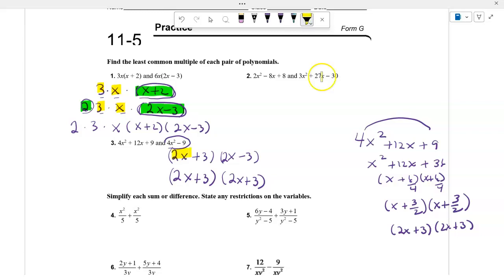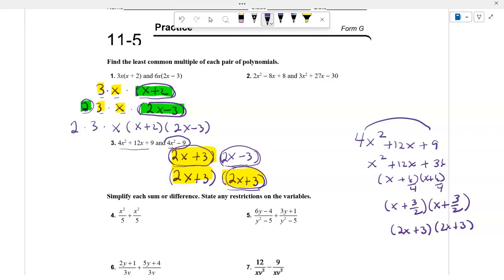Now you notice 2x plus 3, 2x plus 3, they do share a common factor, but then there's another 2x plus 3. So what you have to do is use the greatest amount of factors that we have amongst the two. So definitely the LCD will have 2x plus 3, 2x plus 3, and also since 2x minus 3 isn't in this factor, we also have to use that as part of our LCD.